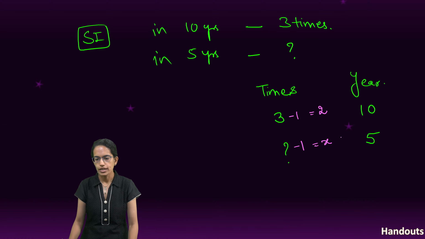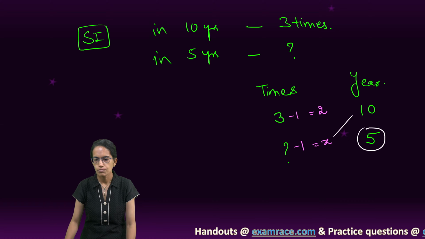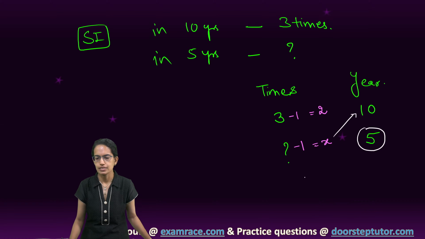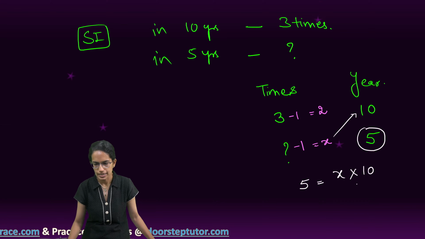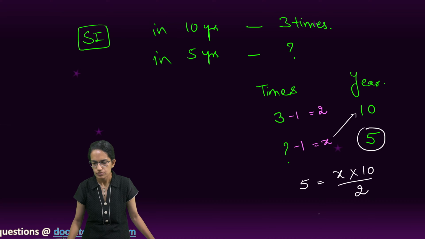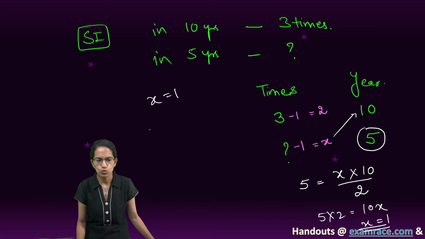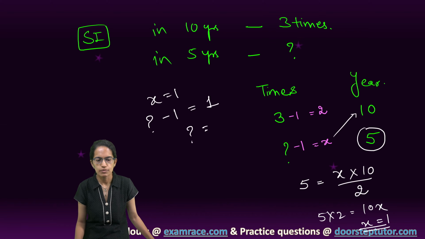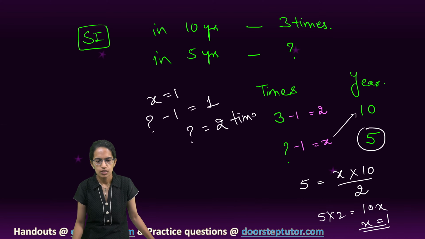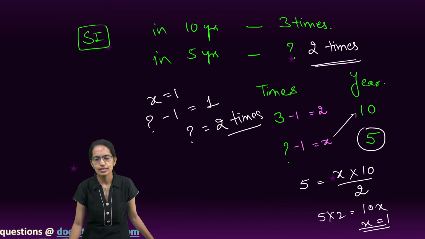Now this 5 would equal this multiplied by this divided by this. So 5 is equal to x multiplied by 10 divided by 2. So 5 into 2 is equal to 10x, so x is equal to 1. Since x is equal to 1, I have to find out the question mark. Question mark minus 1 is equal to 1, so question mark is 2 times. So in 5 years, it would become 2 times, as simple as that, and this is my answer.